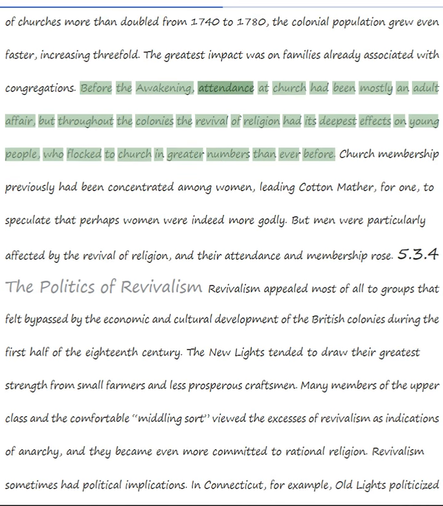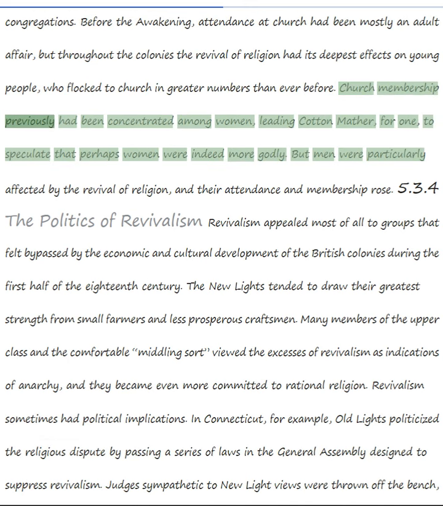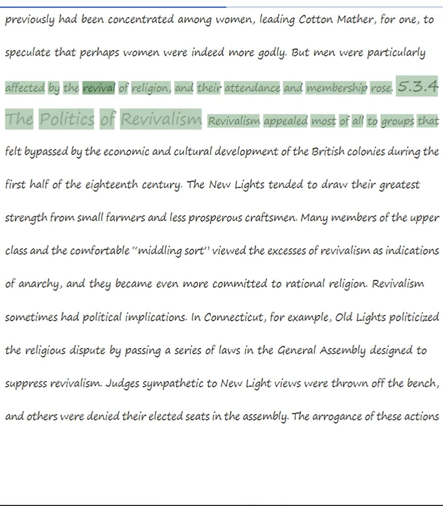Before the awakening, attendance at church had been mostly an adult affair, but throughout the colonies the revival of religion had its deepest effects on young people, who flocked to church in greater numbers than ever before. Church membership previously had been concentrated among women, leading Cotton Mather, for one, to speculate that perhaps women were indeed more godly. But men were particularly affected by the revival of religion, and their attendance and membership rose.